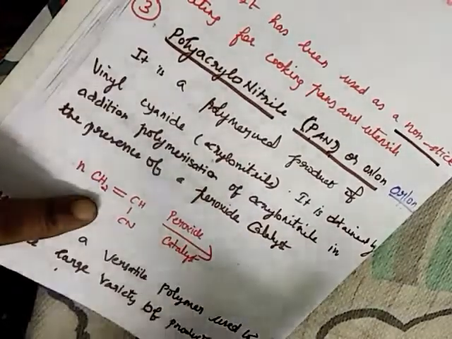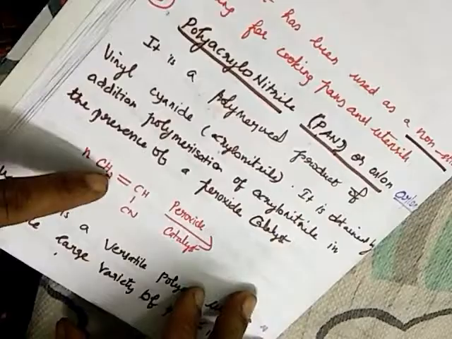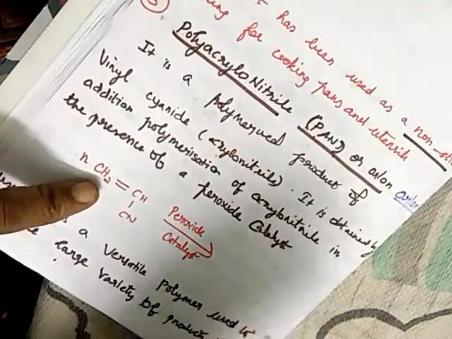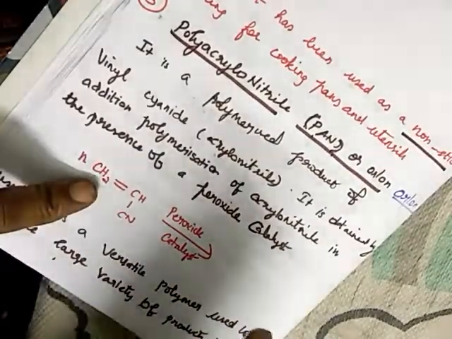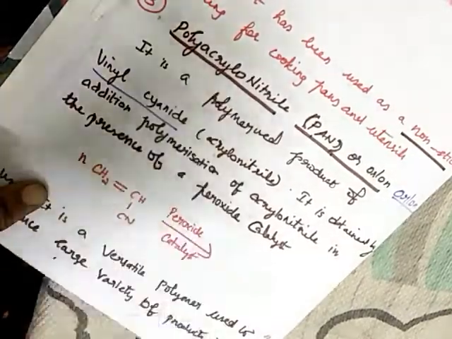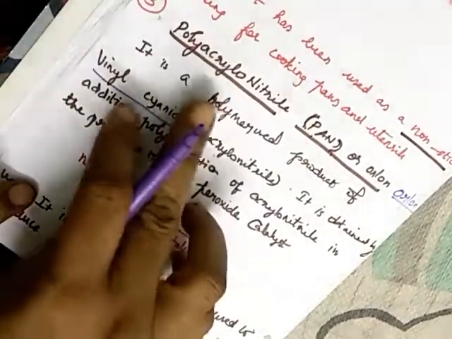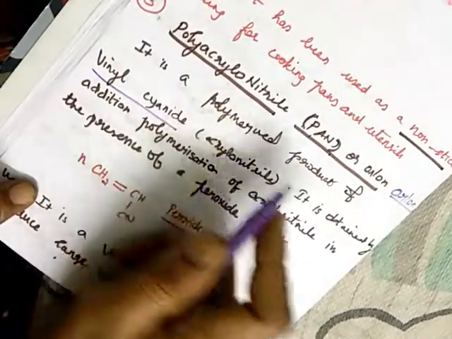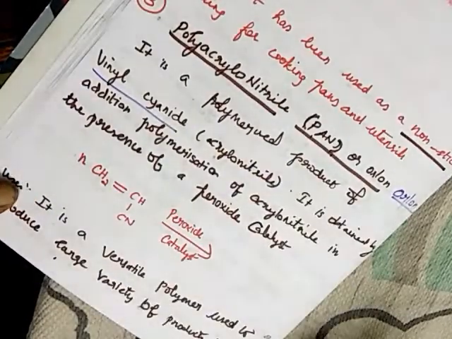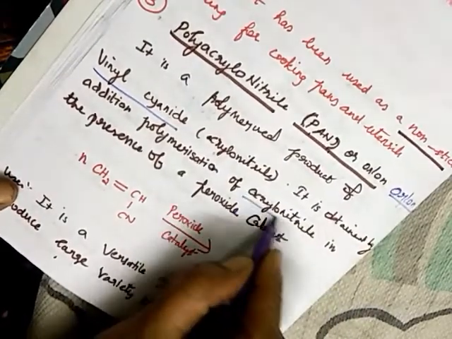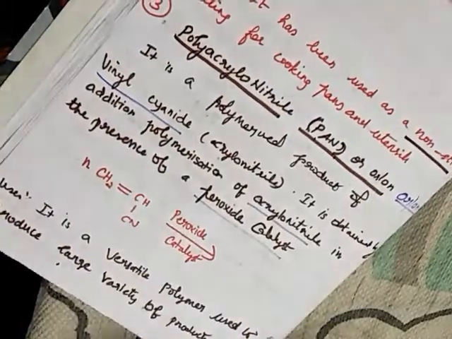Polyacrylonitrile. So in which way are we going to prepare polyacrylonitrile? Let us see now. It is a polymerized product of vinyl cyanide. The polymerized product of vinyl chloride is used to prepare polyvinyl chloride, PVC, that is different. Vinyl cyanide is otherwise called acrylonitrile. It is obtained by addition polymerization of acrylonitrile in the presence of peroxide catalyst.